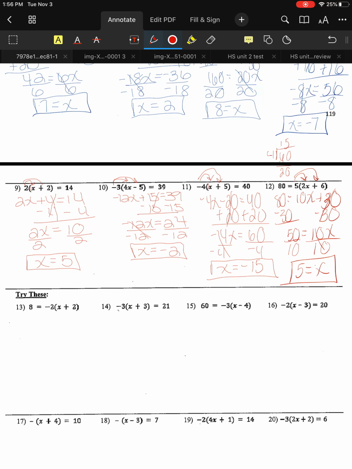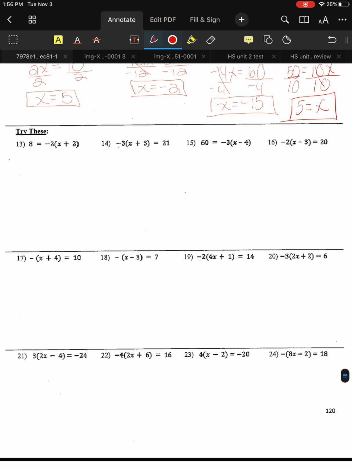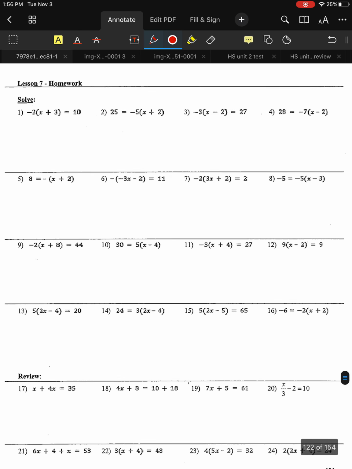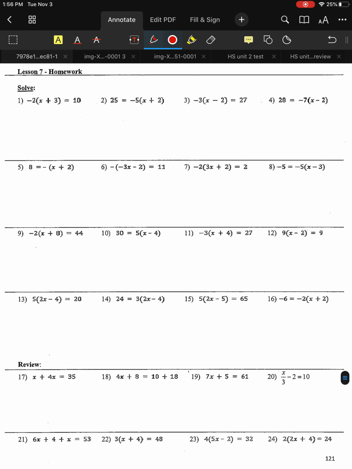So hopefully you did well on those. If you tried them on your own, which I did encourage you to, we will be doing the try these together in class as always. Your Google form starts on page 112 where it says lesson 7 homework. I'm only going to be picking 5 problems.